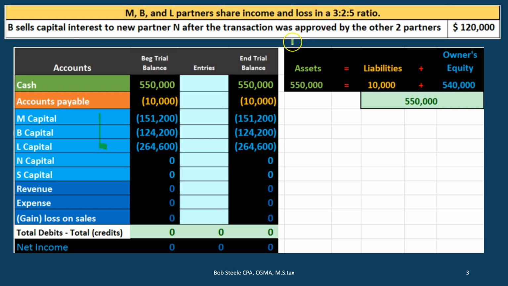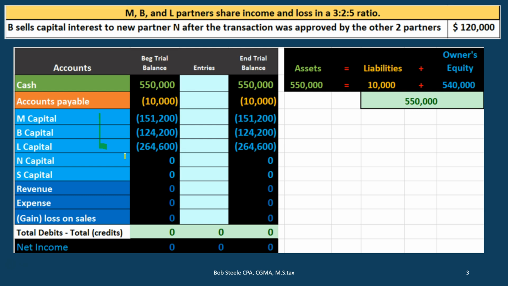We're going to say that B will be selling their capital account interest to N. So here's B, here's the capital account interest, here's N. That's who we're going to sell to. B is going to sell their capital account interest to N, after the transaction was approved by the other two partners, for cash of $120,000. Now, one of the tricky things when we think about selling a partnership interest is that who the two parties in the agreement are is the first question we need to ask. In this case, the partnership is actually not in the transaction.